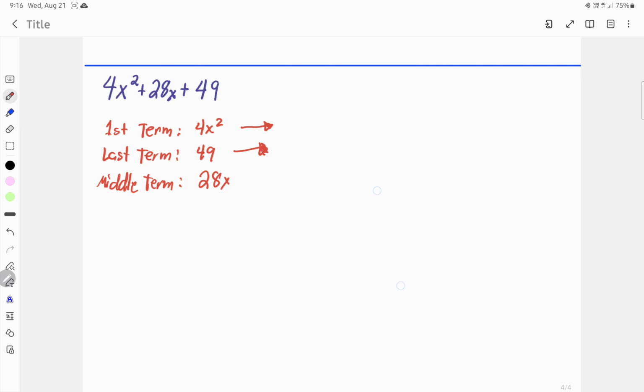Now, checking its implication. Let's see now the testing. First one, the square root of 4x squared is 2x. Square root of 49, that is 7. Let's do the testing. The square root of the first term, which is 2x, multiplied by the square root of the last term, which is 7, times 2. You need it twice, so 2 times 7, that's 14x, times 2, that will be 28x. This confirms that the first term is a perfect square, the last term is a perfect square, and that the product of the square roots of the first and last term multiplied by 2 is the middle term. So that's correct.